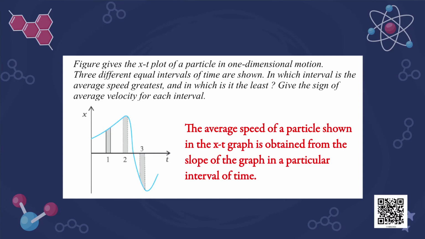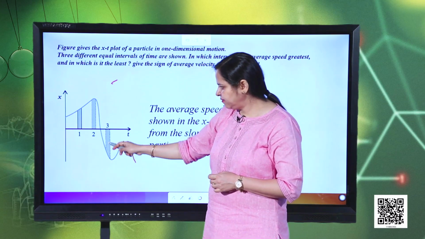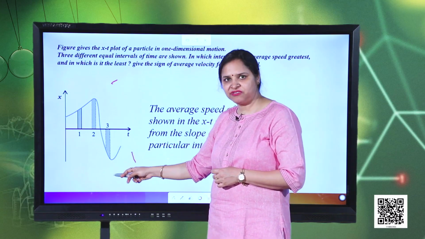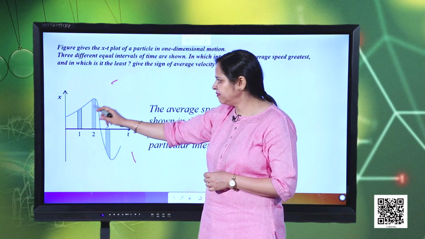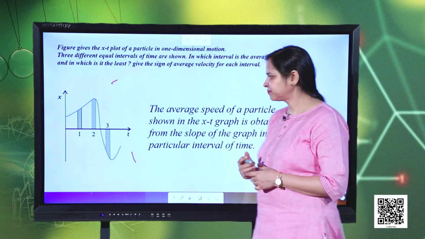Same way, we can also determine the sign of the velocities. Just look at this graph again. Here the displacement is negative in this third time interval. So, velocity is negative in this region, whereas in the first and second time intervals velocity is positive.